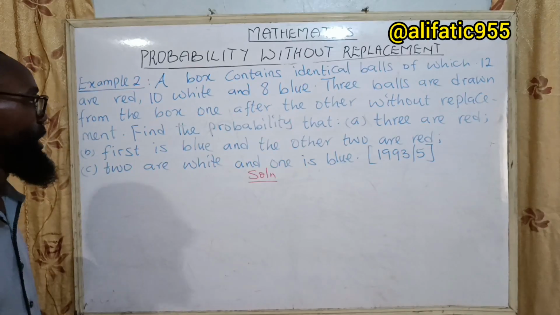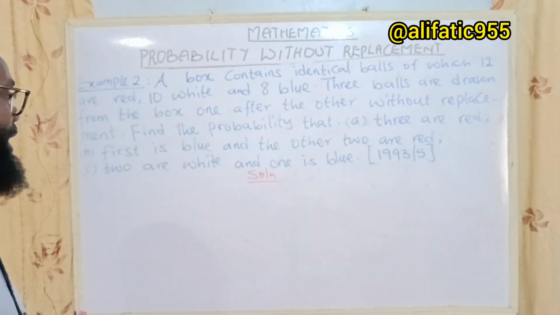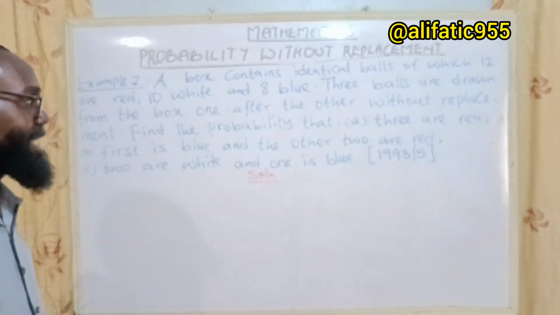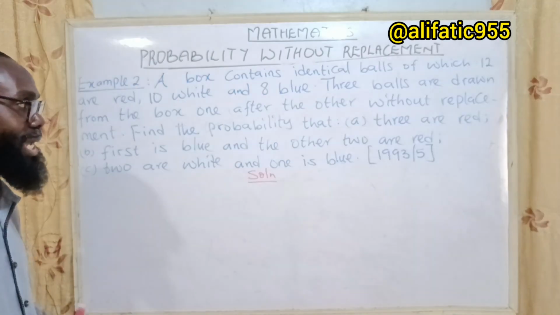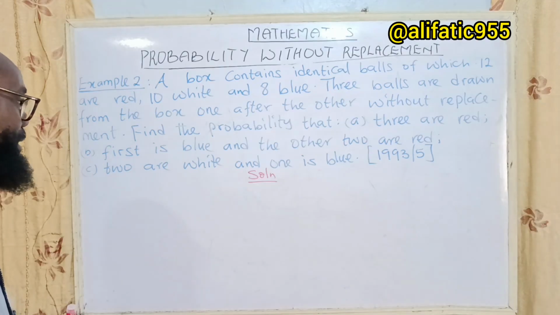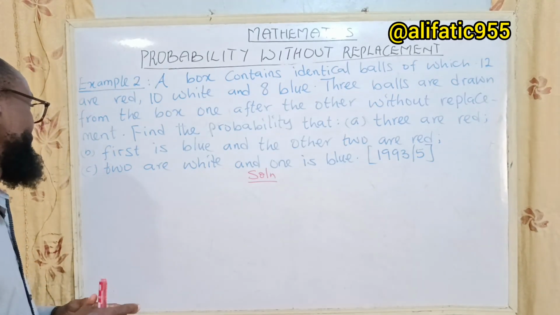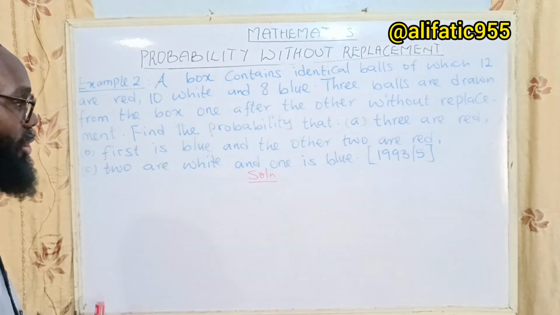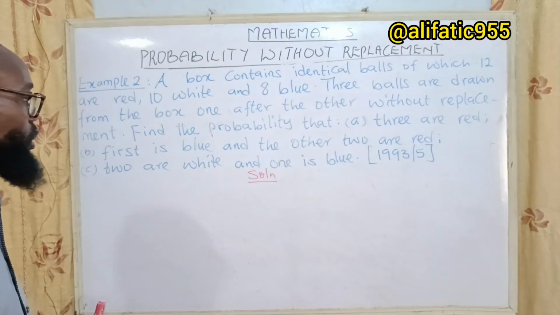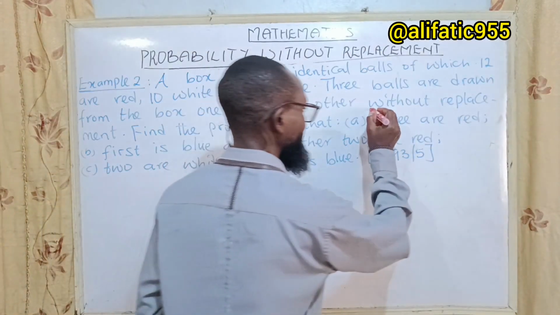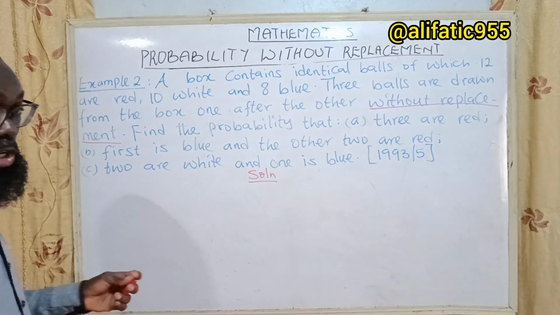Example 2. A box contains identical balls, of which 12 are red, 10 white, and 8 blue. 3 balls are drawn from the box, one after the other, without replacement. Find the probability that A, 3 are red, B, first is blue and the other 2 are red, C, 2 are white and 1 is blue. Don't forget that word, without replacement. That is the reason why we are looking at this topic.